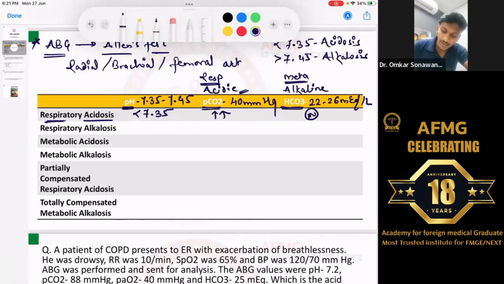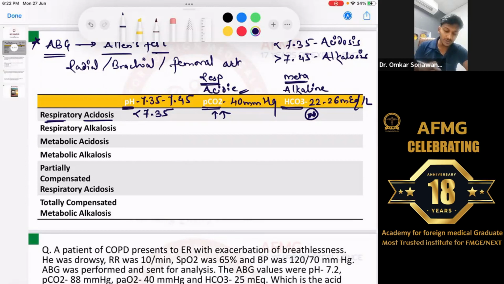Okay, please remember, here the bicarbonate values would be normal. Why? Because maybe the patient had just started suffering from respiratory acidosis and the body has not yet started compensation, and therefore the bicarbonate values would be absolutely normal. Okay, compensation has not started yet, that is why. So here the patient is only suffering from respiratory acidosis.